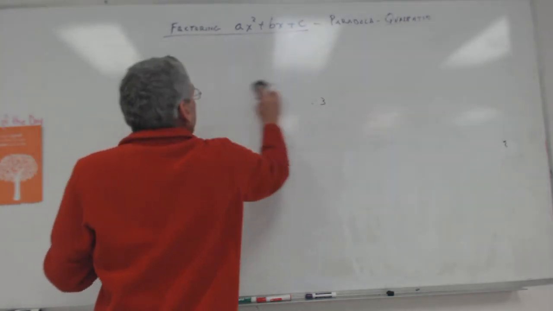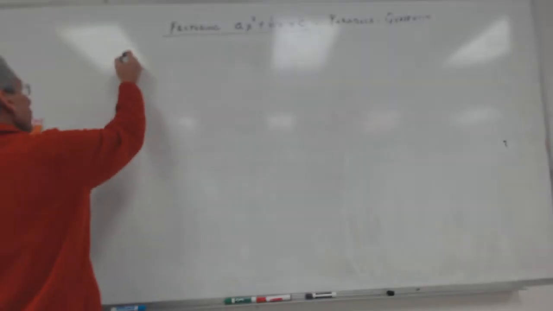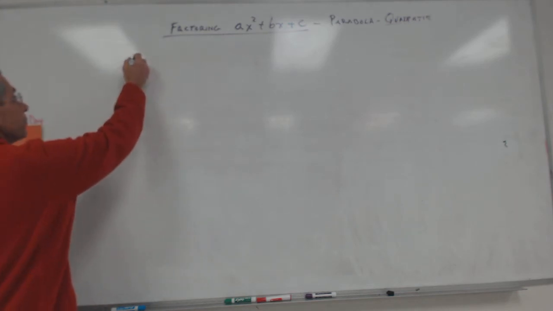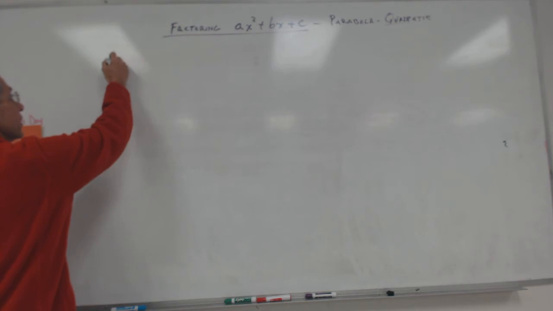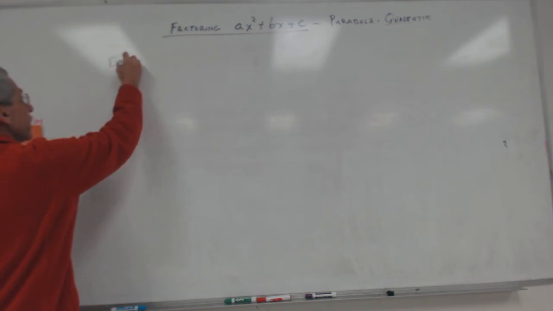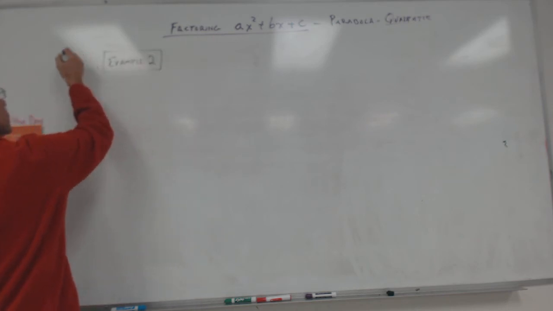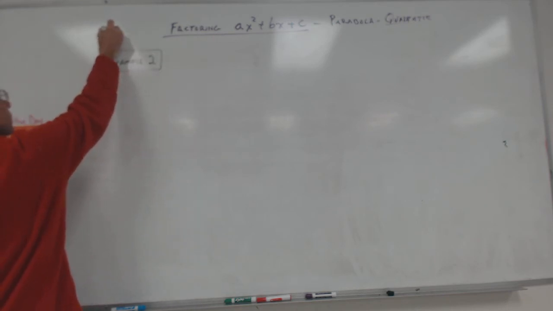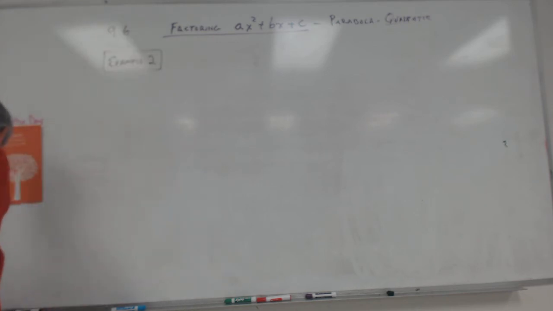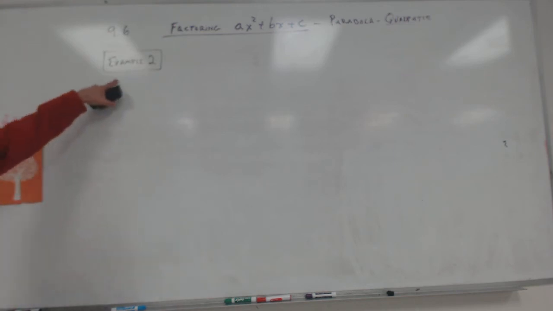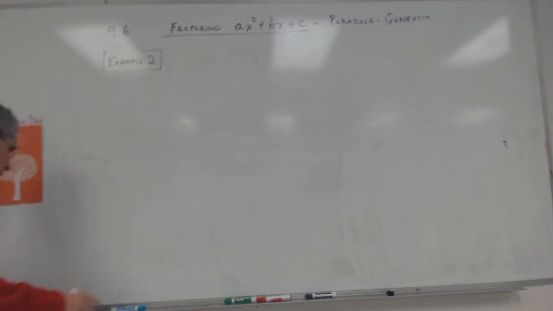So we did 3. Now we're going to do another one, 4. So that one, by the way, was exercise 1, example 1 in the textbook, okay? So that was example 1. Now I'm going to do example 2. I'll just write it like that. Example 2. In the textbook, and just so you know, the textbook is lesson 9.6. Okay, here we go.